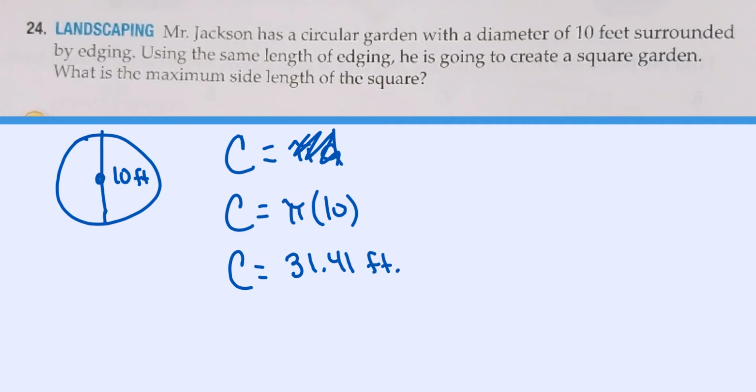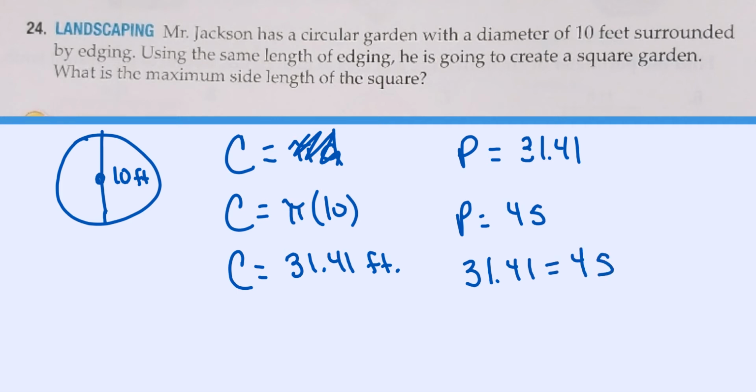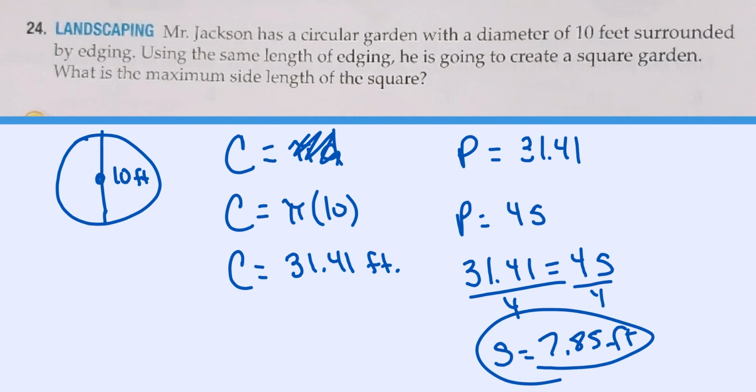feet. Now he wants to make a square that has the same edging. So now we want the perimeter to also be 31.41. Now luckily with the square, we know that the perimeter is equal to 4 times the side length. So if I know that my perimeter is going to be 31.41, I can say it's equal to 4 times s. I divide by 4 on both sides, and the side length of my square has to be 7.85 feet. And that's it for 24.